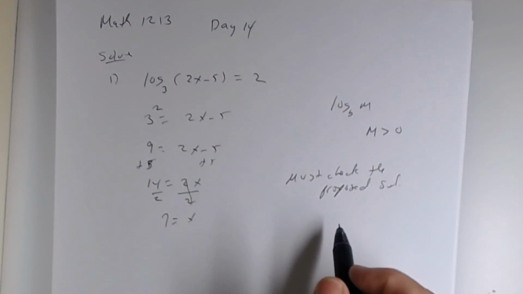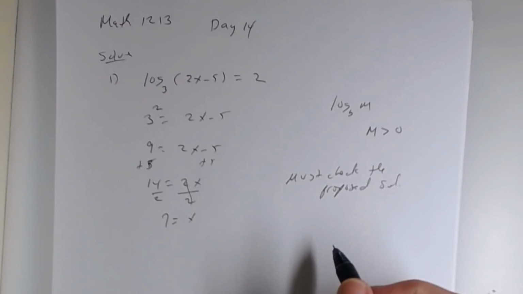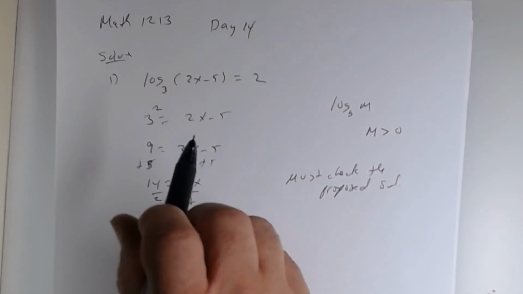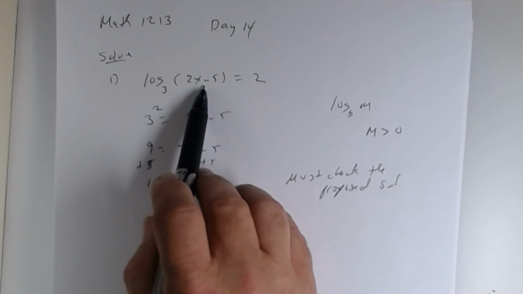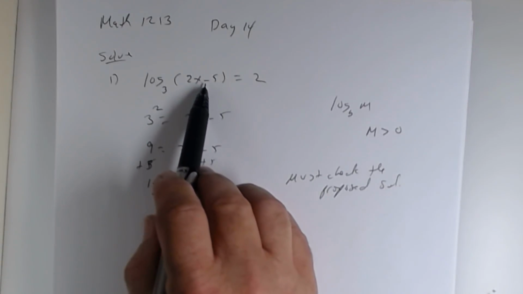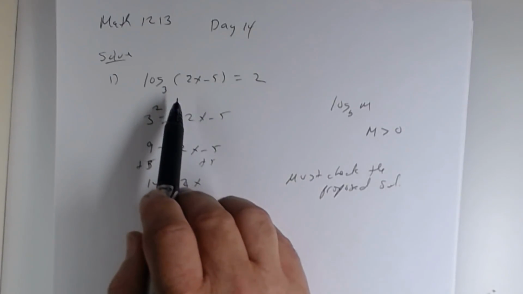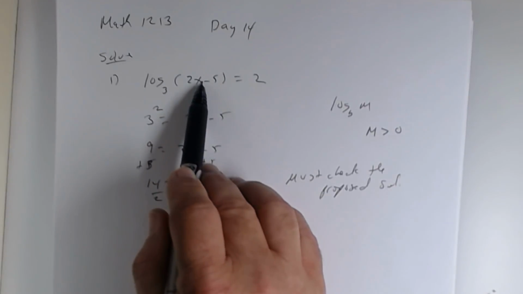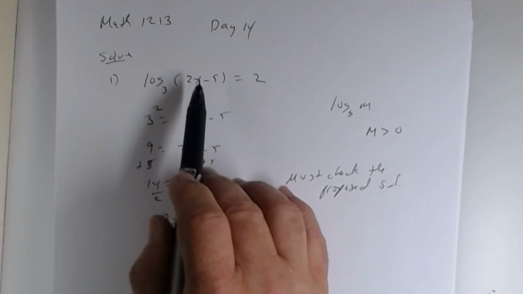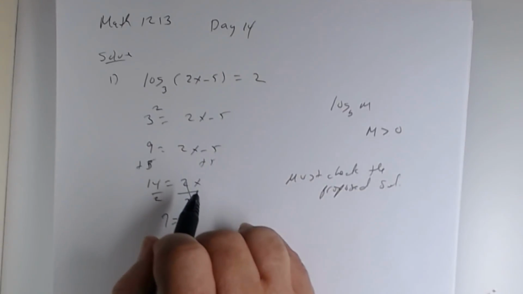And all you have to do really is just check the argument. You need to make sure that the argument is what kind of number? Positive. So when I plug 7 back in, what's 2 times 7? 14. And what's 14 minus 5? 9. So that's a positive argument, so we're good. Now you can go further if you want to. You can ask yourself, well, is 3 squared equal to 9? And the answer is yes. You had that on that non-calculator part on that last page today, where you had to use that idea.